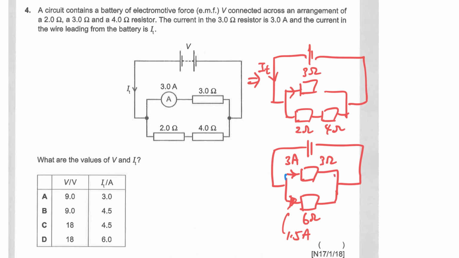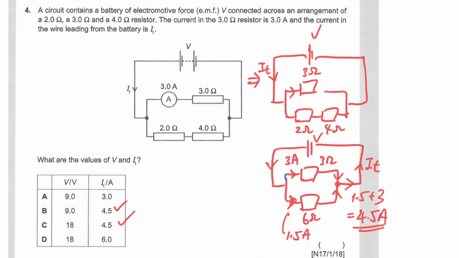If you know that here is 3 ampere and here is 1.5, they will combine back to form the main current, which is your IT, which is the same here. So IT will be 1.5 plus 3 ampere, that will be 4.5 ampere. So either B or C is correct. Now the next thing I need to find is the V here, which is basically finding the EMF of the battery. There are a few ways of doing it.